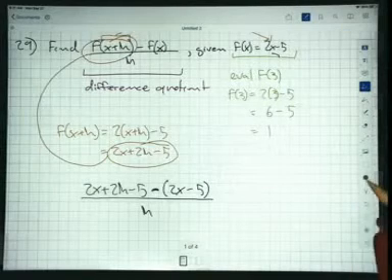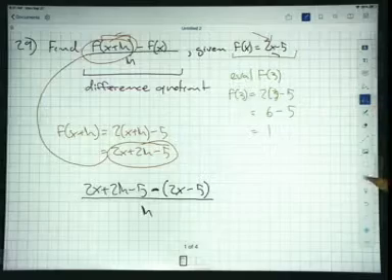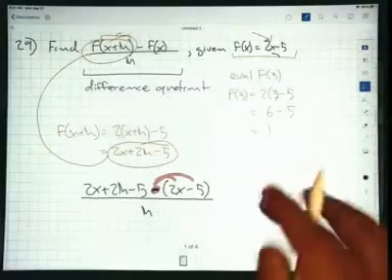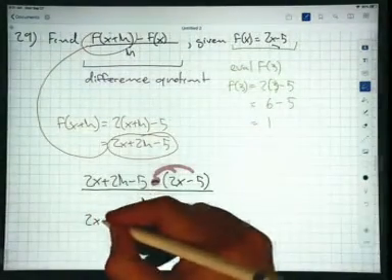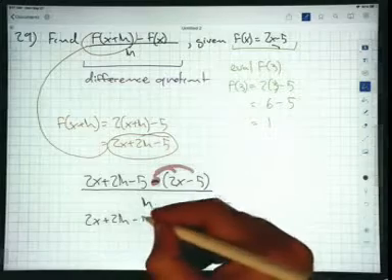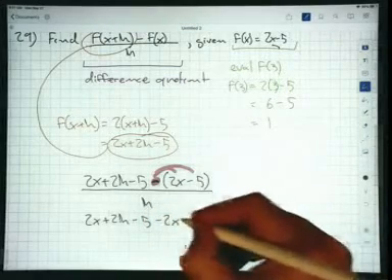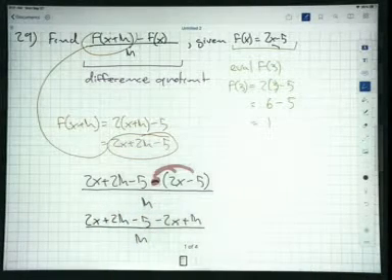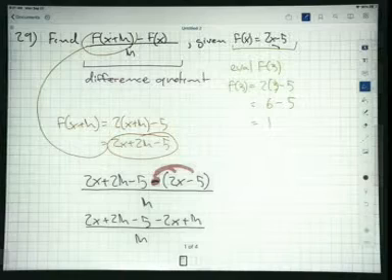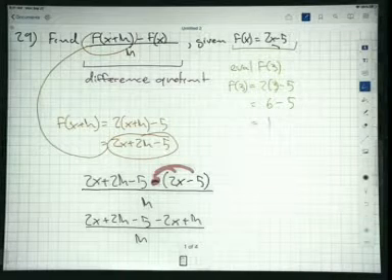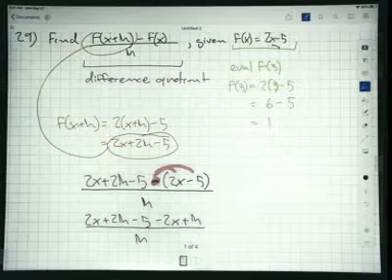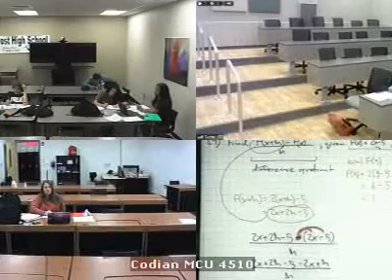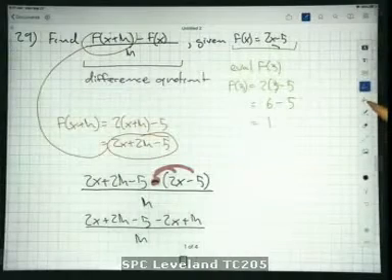Maybe distribute the negative sign? So we get 2x plus 2h minus 5 minus 2x plus 5 all over h. Now what happens? Anybody? Combine like terms. Yeah, and what are my like terms?